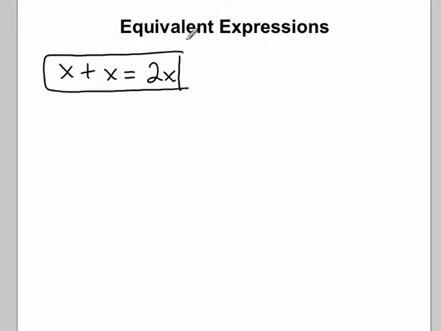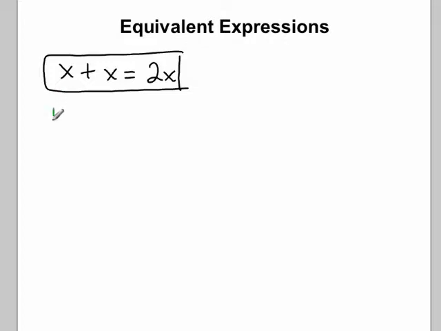x plus x, we know that that's equivalent, identical to 2x. All right, if I were to put in x equals 1, let's say, 1 plus 1 on the left would equal 2 times 1 on the right, 2 would equal 2. And so we know that x plus x is equivalent to 2x for all values of x.